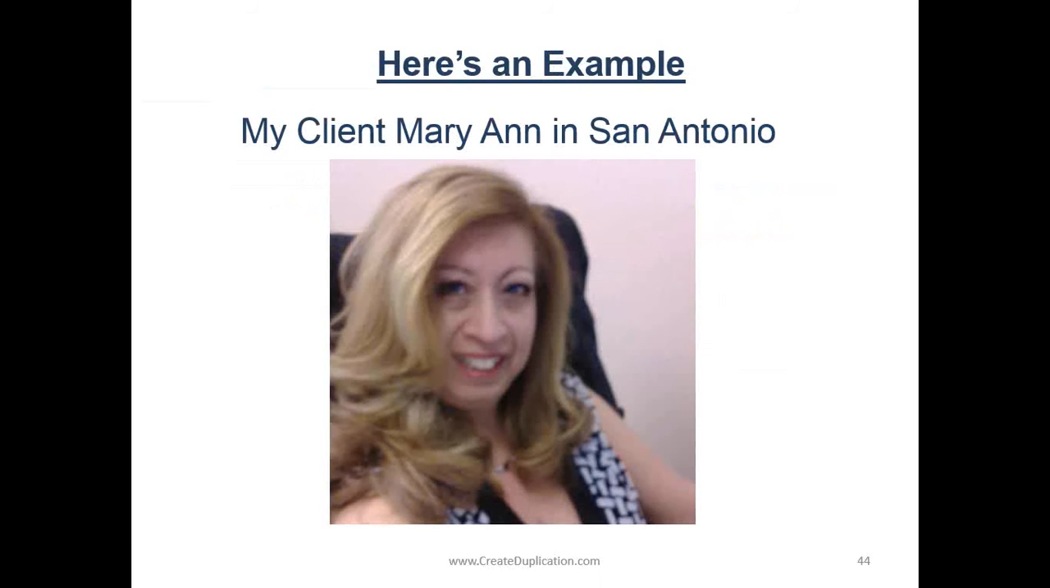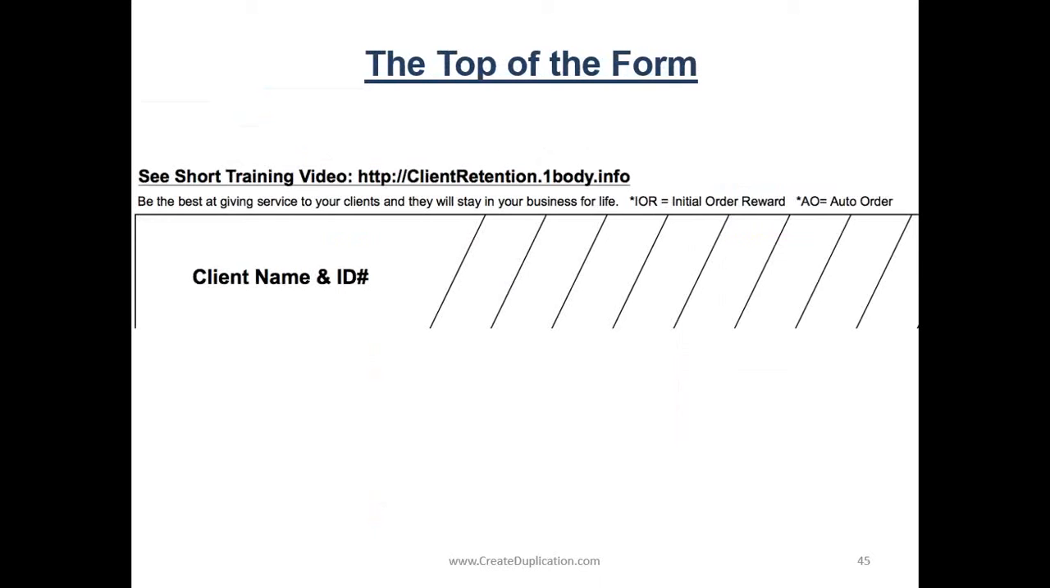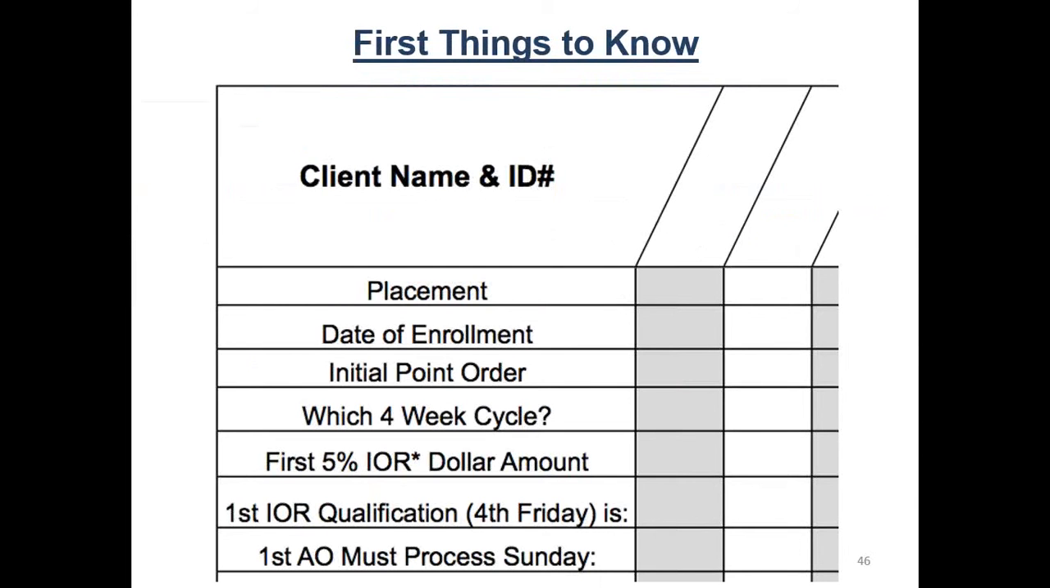This is my client Marianne in San Antonio. When she first enrolled, I went to the form and I wrote in her name and her ID number. This is her client ID number, and I also wrote right there the product she ordered. She ordered Reset and a bag of shakes, just so I know for future reference. I also wrote down where I placed Marianne. She's in my 3 right of my USANA business.